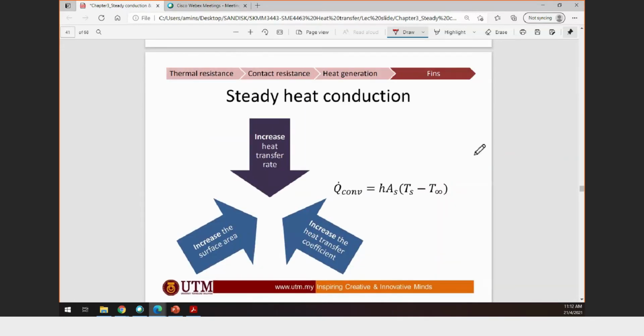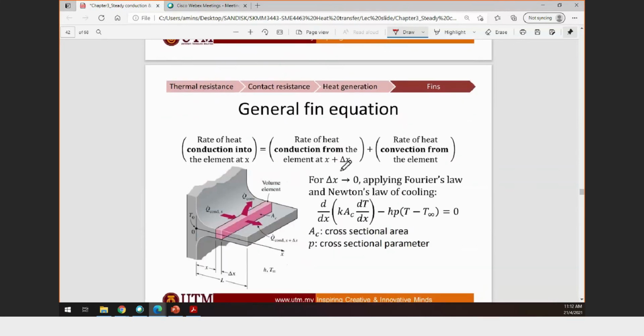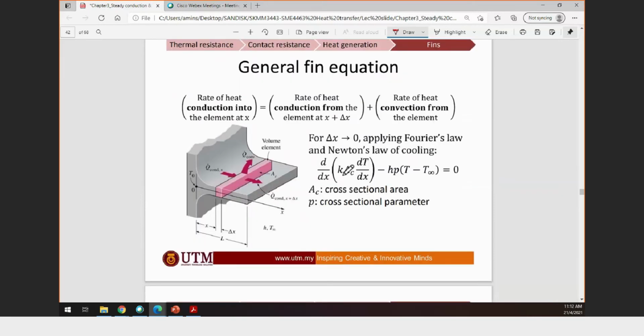So we know that we need to consider the effect of conduction, then the effect of the convections. Okay, we look to the general fin equation. This is a method of deriving the equation that is relevant to the fin application.